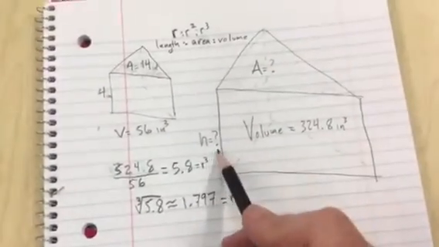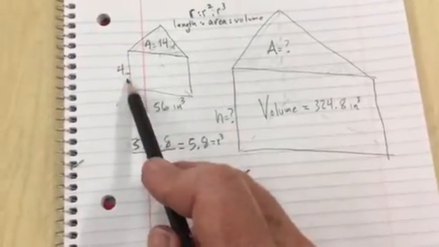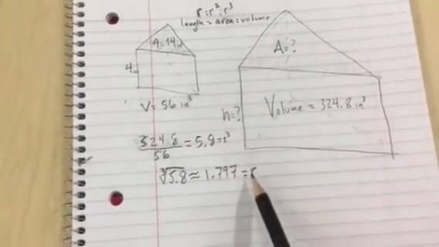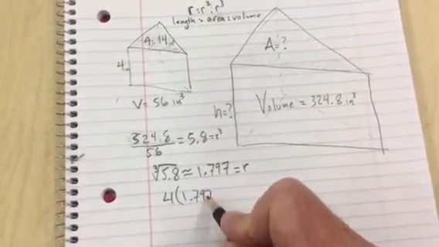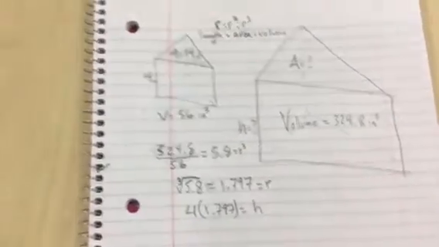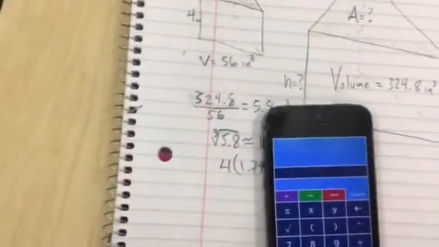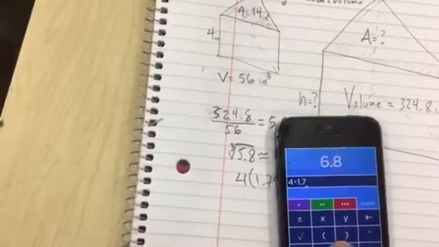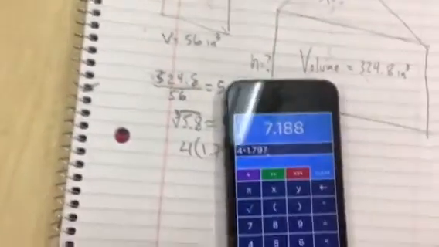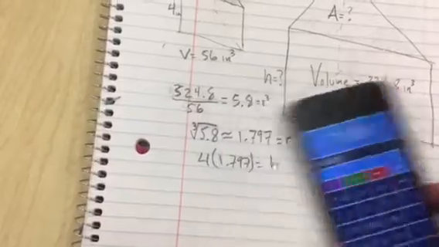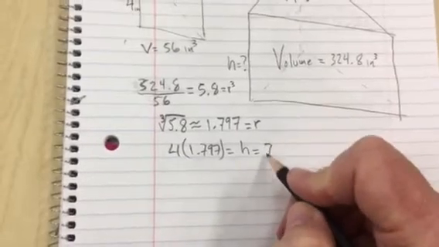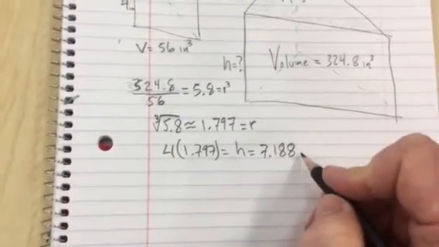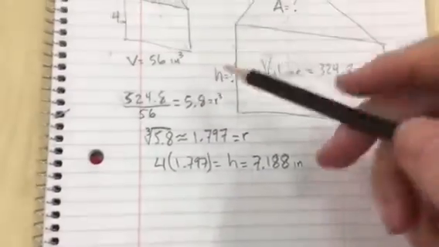So to find the height then, all I got to do is take my height over here on this one and multiply it by this scale factor. So 4 is the height of the other one times 1.797. That's going to give me the height of the larger one. So let's do that on Mr. Calculator. 4 times 1.797, and that gives me 7.188. That's the height of the larger prism. So hopefully you got that answer. That's inches as the height of the larger prism.